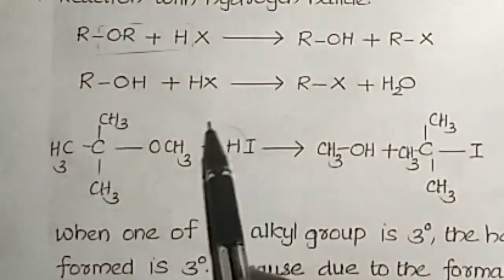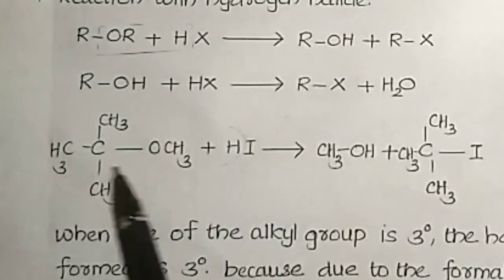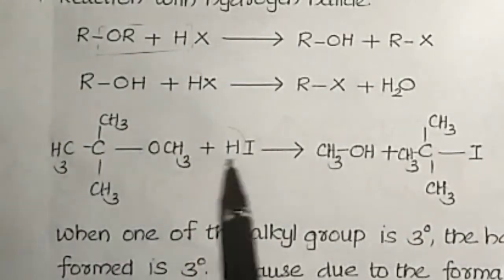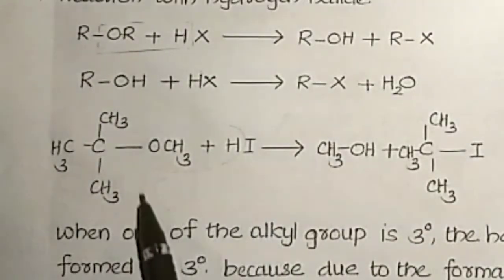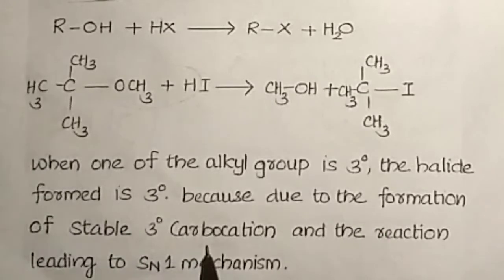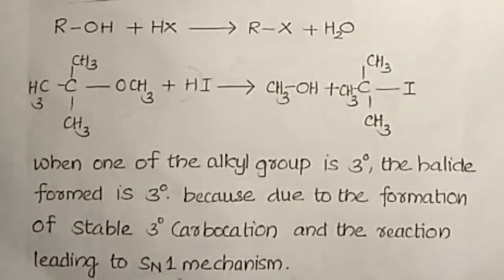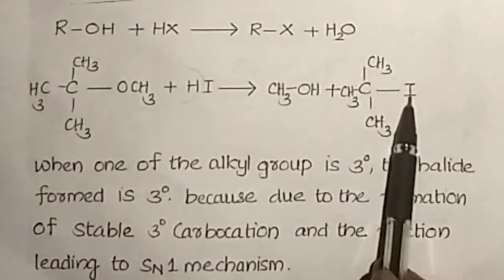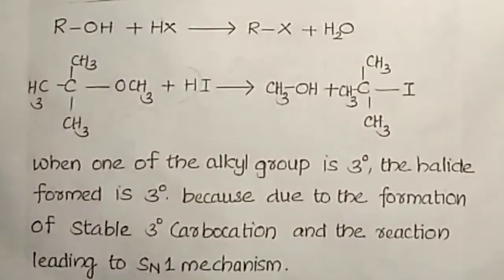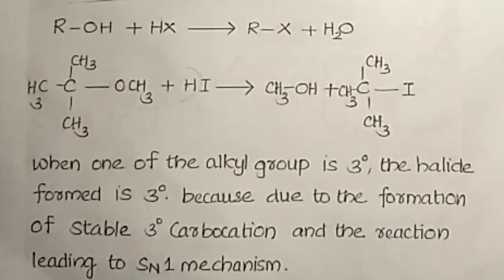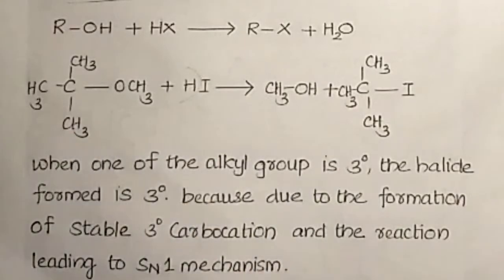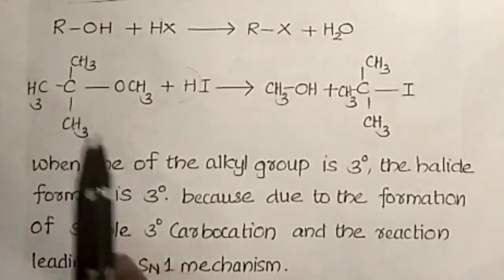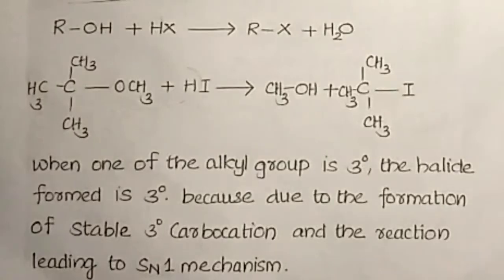So the product formed is CH3OH plus CH3I. The iodine or halogen is attached to the tertiary group because of the formation of a stable tertiary carbocation, and the reaction proceeds by the SN1 mechanism. This halogen is attached to the tertiary alkyl group because tertiary carbocations are more stable. So the halogen is attached to the tertiary alkyl group present in the ether.